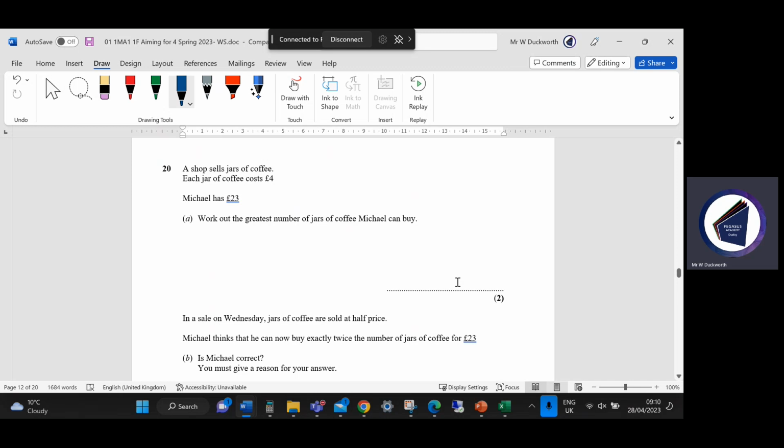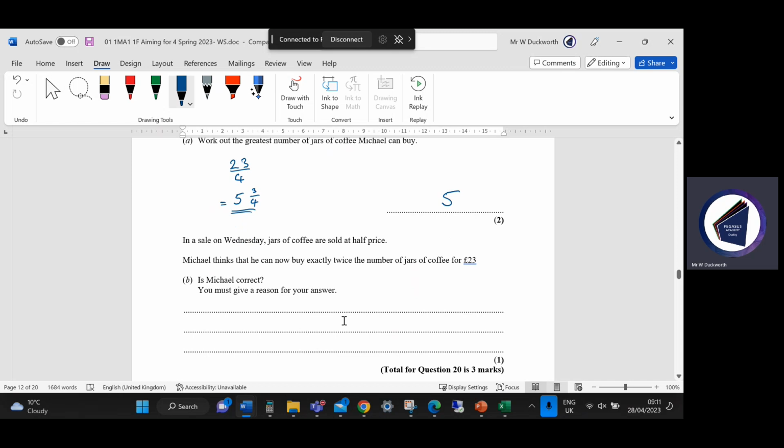Question 20, a shop sells jars of coffee. Each jar of coffee costs £4. Michael has £23. Work out the greatest number of coffee jars that he can buy. So if we look at 23 divided by 4, 4 goes into 23 5 times fully with 3/4 left over. So it's 5 3/4. So the greatest number of coffee jars that he can buy would be 5.